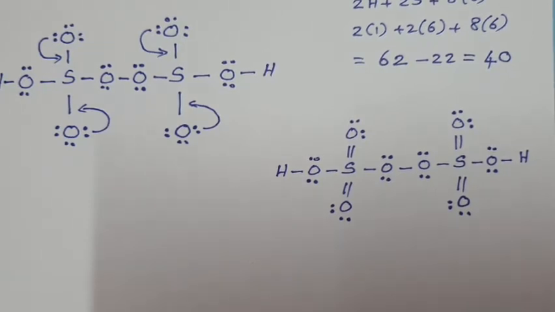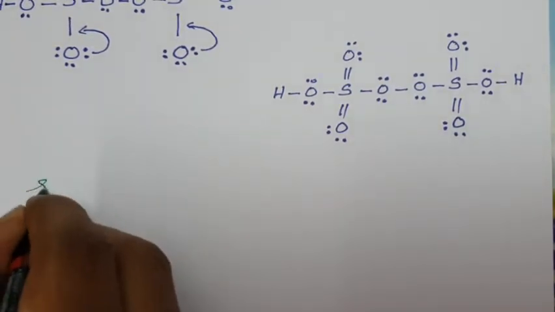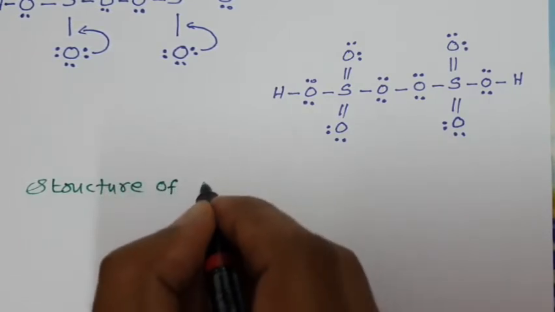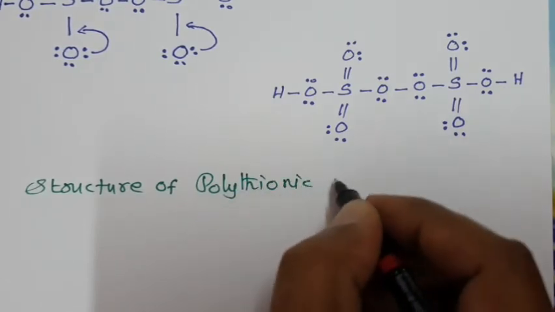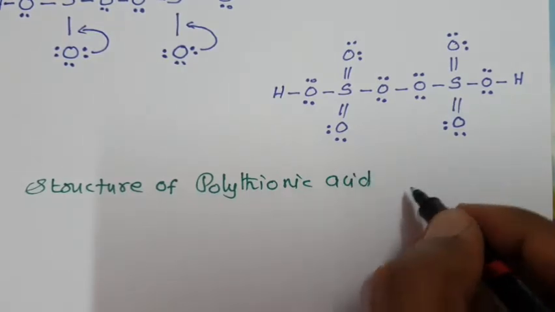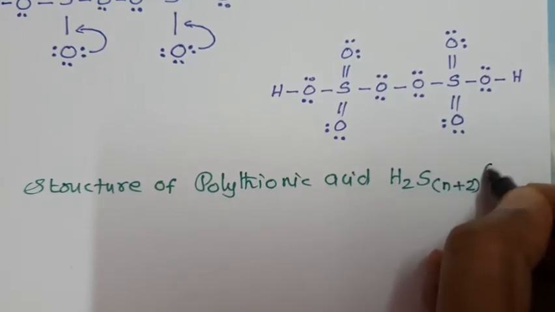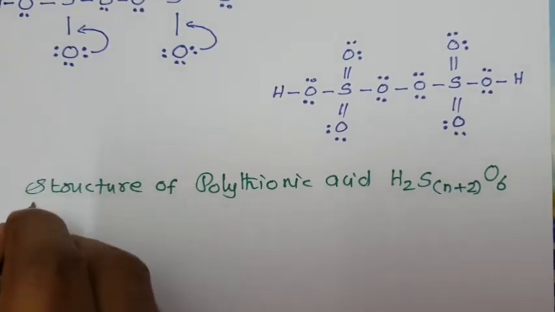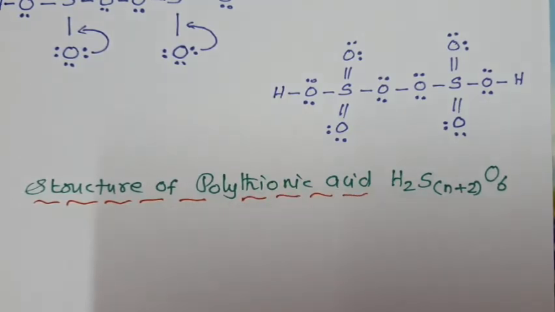And now, we are going to see one more structure, that is the structure of polythionic acid. General molecular formula H2S(n+2)O6. Already we have discussed thionic acid, dithionic acid. So, from this structure we can easily write H2S(n+2)O6.